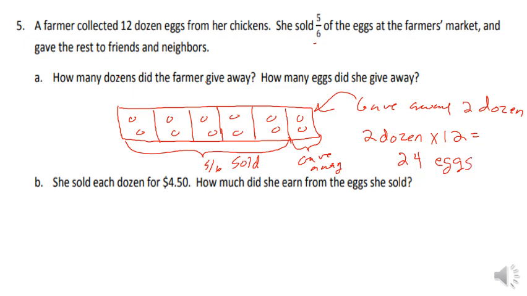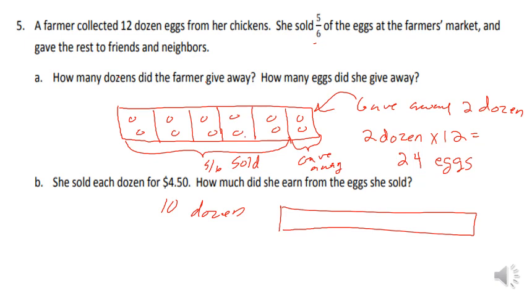On B, she sold each dozen for $4.50. How much did she earn from the eggs she sold? Okay, we see she sold 5/6, which was 2, 4, 6, 8. So she sold 10 dozen. And she sold them for $4.50 each. So if I wanted to do this, there's 1, 2, 3, 4, 5, 1, 2, 3, 4, 5, and each one was $4.50 if you wanted to draw it out.